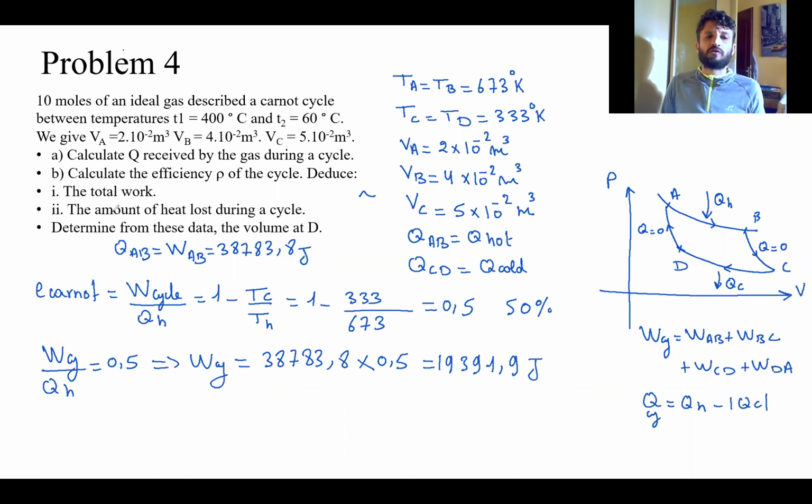Next, we have to find the amount of heat lost. When I say lost, it means Q cold during a cycle. To determine Q cold, you have many methods. First of all, you can use E Carnot, which equals omega of the cycle divided by Q hat, and you can also write it as 1 minus Q cold divided by Q hat. It's a general expression of efficiency. In the case of a Carnot machine, you can also use 1 minus T cold divided by T hat.